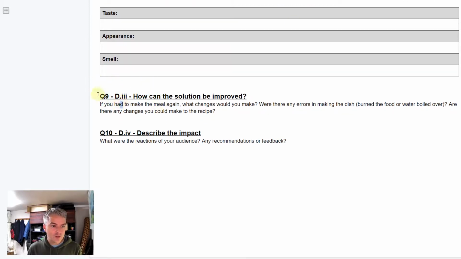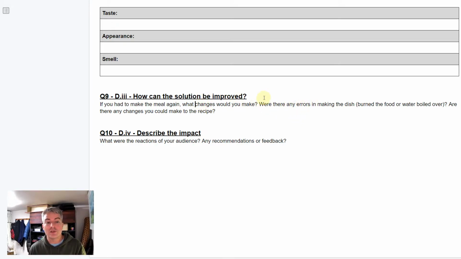Okay, almost to the end. Question 9 here. It's going to be how can the solution be improved? So if you had to make the meal again, what changes would you make? Were there any errors in making the dish? Keep in mind, if you ruin the dish and you don't do it as well as you had hoped, that's okay. You should include those problems in this.